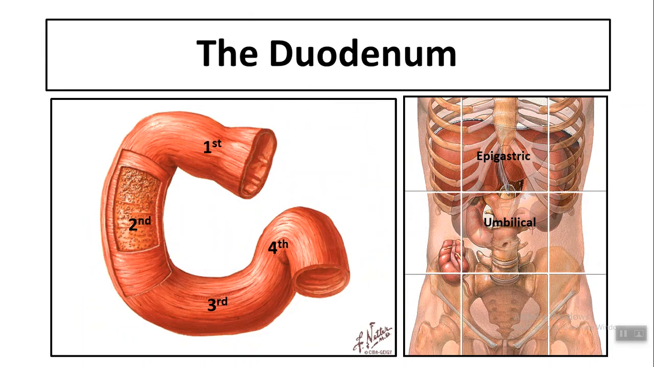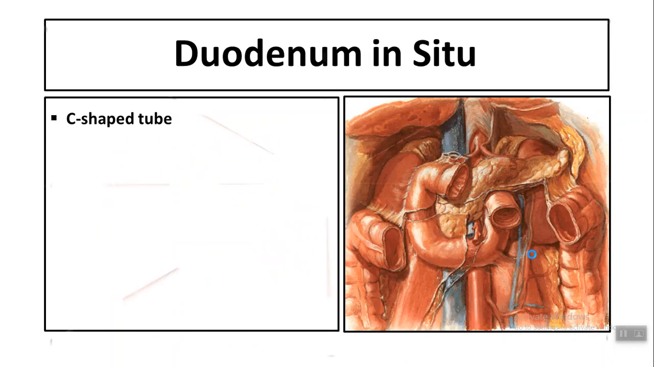First, we will take the first part, which is the duodenum. The duodenum is a C-shaped muscular tube that extends in the epigastric and umbilical region. It continues from the pylorus of the stomach to the duodenojejunal junction. So it acts as a connection between the stomach and the jejunum. So it is a C-shaped tube.